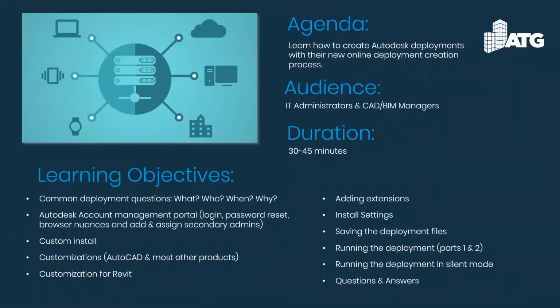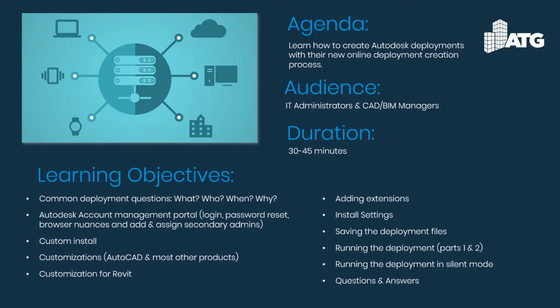Today, I'm going to try to go as quickly as possible, hoping to keep it around 30 minutes. Again, I'm just going to show you how to create Autodesk online deployments. They just rolled out a new deployment creation process where you're doing it online. It's available for most products now. It launched last year with the 2021 release of Revit and 3ds Max. And now for 22, you've got a lot more options in there, AutoCAD and all the verticals. So that's what we'll be covering today.